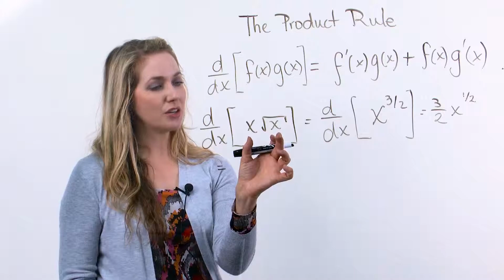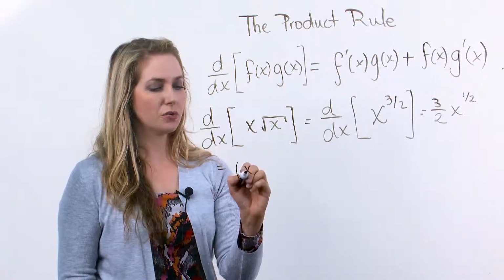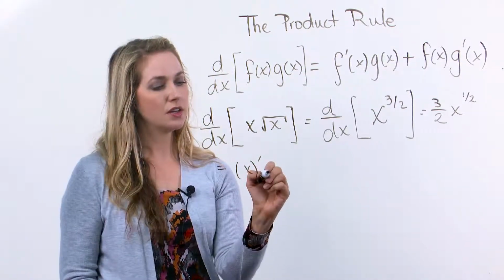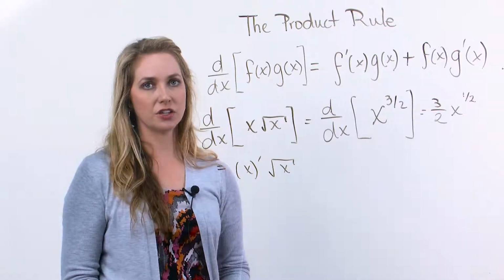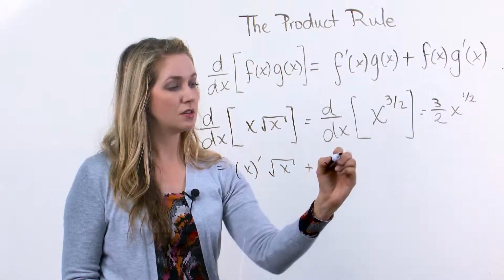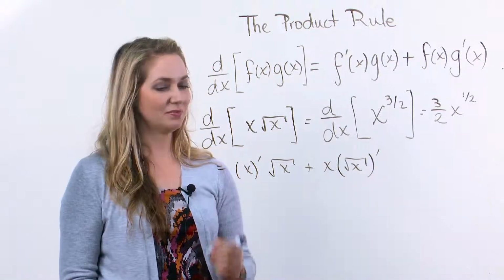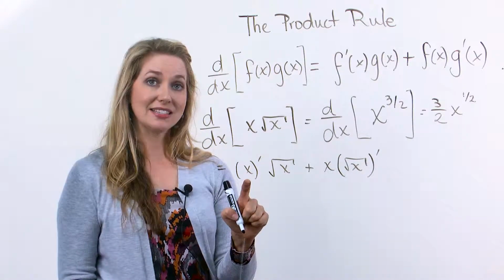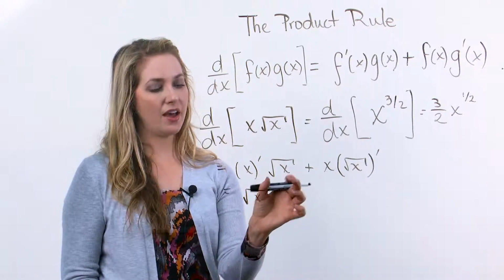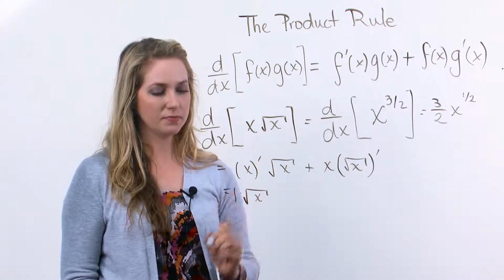So if I want to use the product rule on this product, I'm going to find the derivative of the first one. So I'm just going to write it shorthand like this. The derivative of the first function times the second function plus the first function times the derivative of the second function. The derivative of x is 1. So here I have just the square root of x, since the derivative of x is 1.